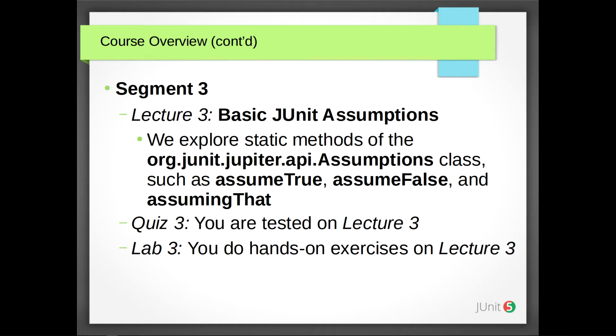Segment 3 of the course includes Lecture 3, Basic JUnit Assumptions, where we explore static methods of the org.junit.jupiter.api.Assumptions class, such as assumeTrue, assumeFalse, and assumingThat. For Quiz 3, we are tested on Lecture 3, and for Lab 3, you do hands-on exercises on Lecture 3.